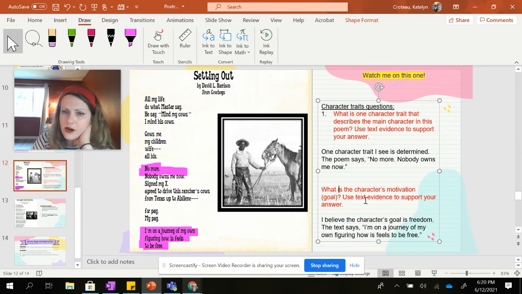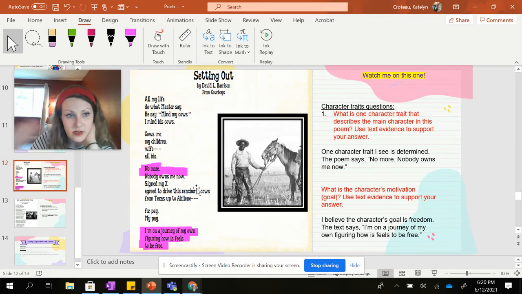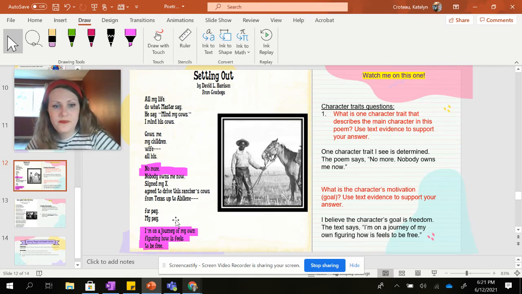Here it says, what is the character's motivation or goal? Use text evidence to support your answer. I believe his goal is freedom. So it's like, why is he doing what he's doing? Like leaving slavery, signing his acts, going and doing his own thing. Well, I believe his goal is freedom. Why? Because of lots of things, but the main line I chose was this line because it seemed like the best. I mean, these lines, this stanza, I should say. I just thought that that was the best example of him wanting freedom, which was, I'm on a journey of my own, figuring how it feels to be free. So that's why I said the text says, I'm on a journey of my own, figuring how it feels to be free.